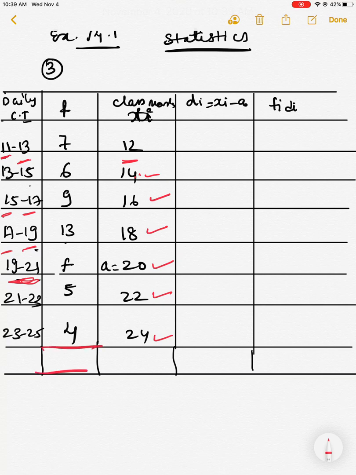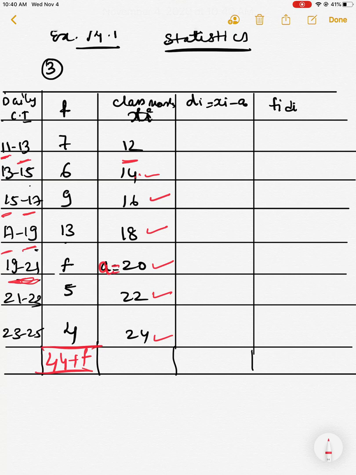Now if you add up the total here, 13 plus 9, we will get 44 plus f. Okay, here for the xi value, any value we can take as a. But here I am taking a as any value from 12 to 24. Usually we take middle values. Okay, a is equal to 20 here.